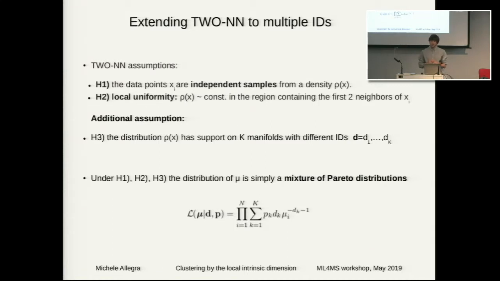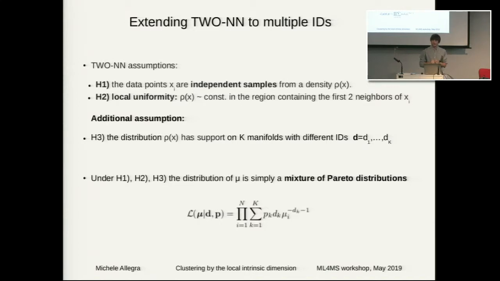Okay, so the assumptions behind 2NN were that the data points are independent samples from a given distribution and that the density is locally uniform in the region containing the first two neighbors of each point. In order to extend 2NN to the case of a variable d, we make an additional assumption.